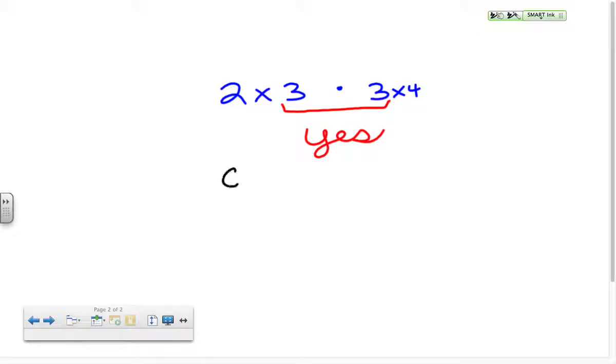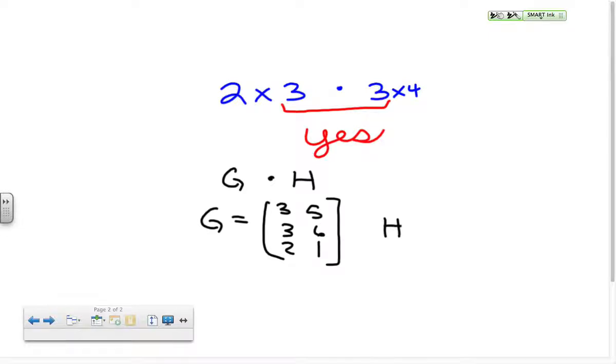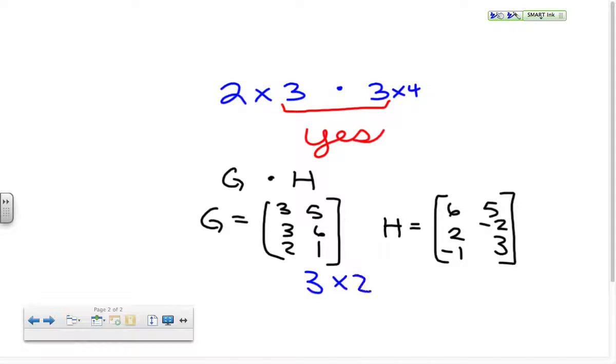We'll start with G times H. I have G equals 3, 3, 2, 5, 6, 1, and H equals 6, 2, negative 1, 5, negative 2, and 3. Now you'll notice here that G is a 3 by 2 matrix, and H is a 3 by 2 matrix. Are these 2 numbers exactly the same? They are not. 2 and 3 are different, so no, it is not defined.